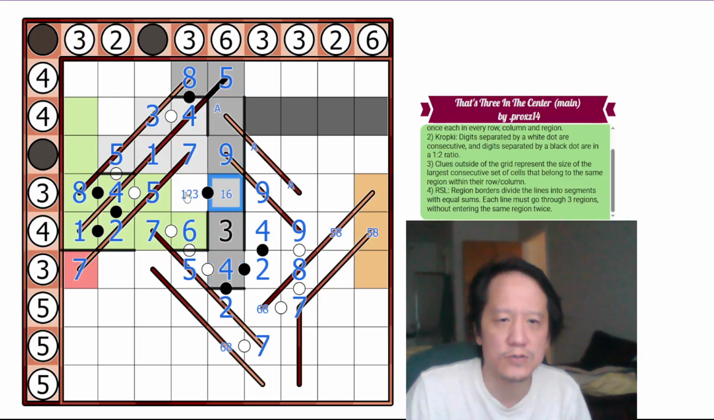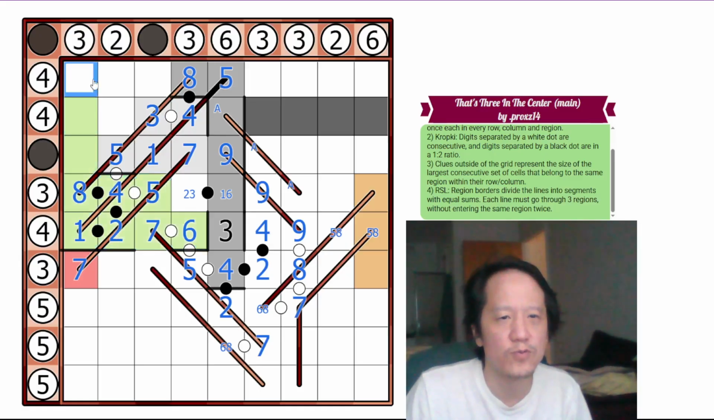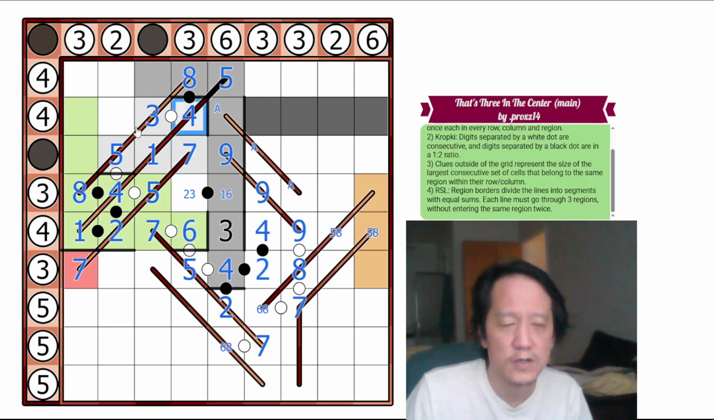This can't be 2, so this can't be 1. This is all green. 1, 2, 3, 4, 5, 6, 7, 8, 9. Gray can only go to here, but it can't go to here. So this must be... This could be medium. Medium, not dark. And these are all light. So light could be here, or medium could be here.